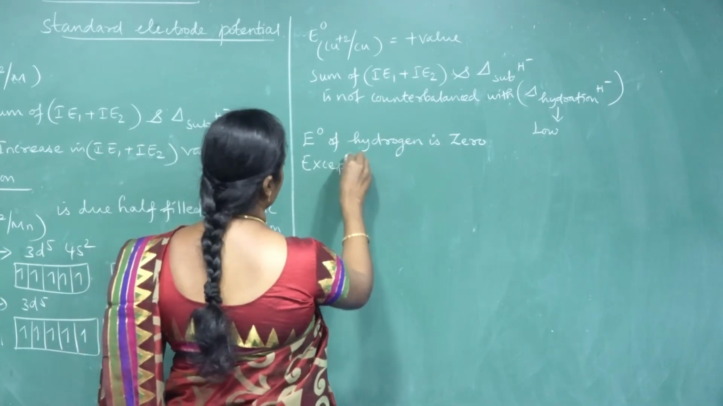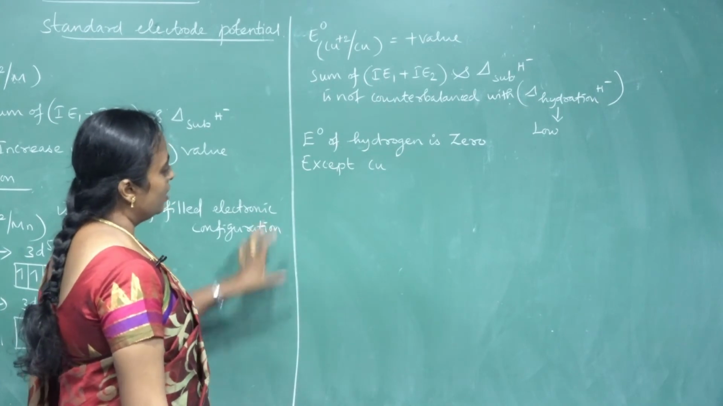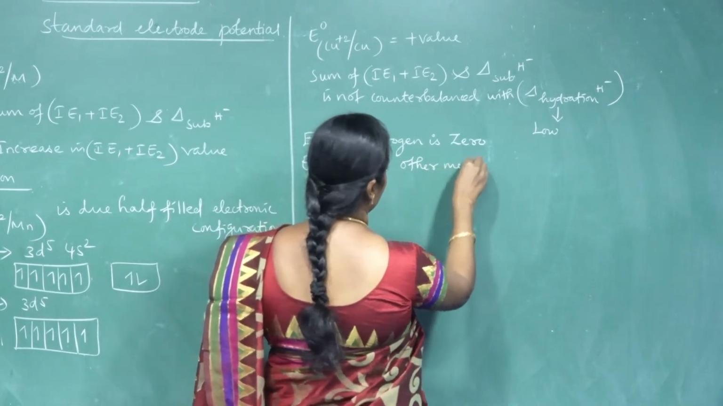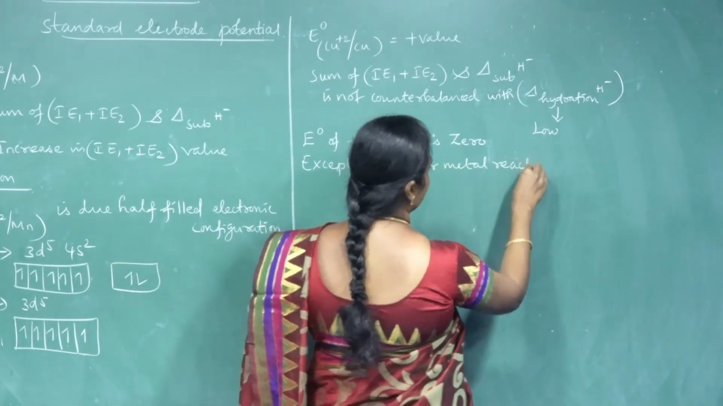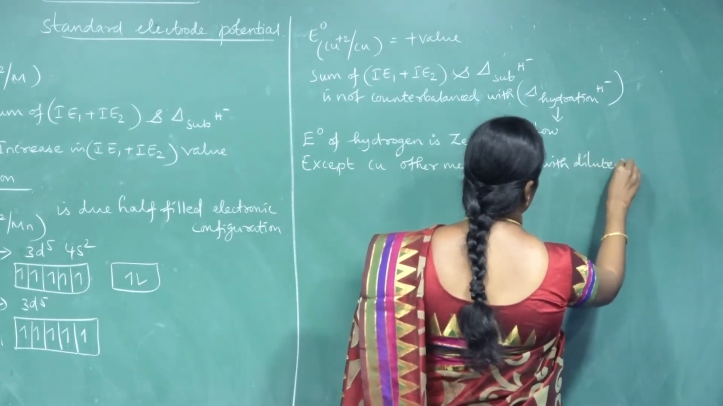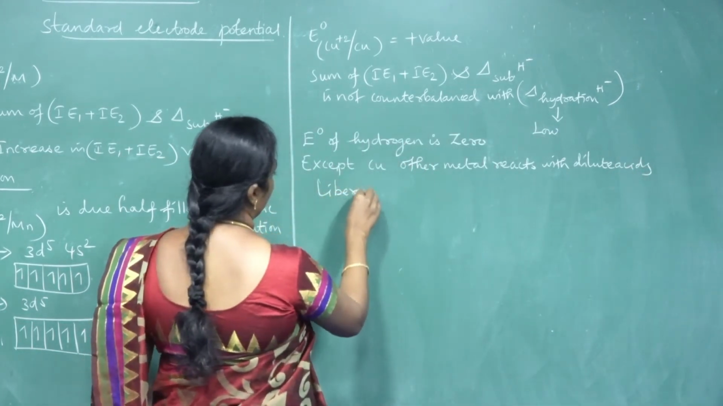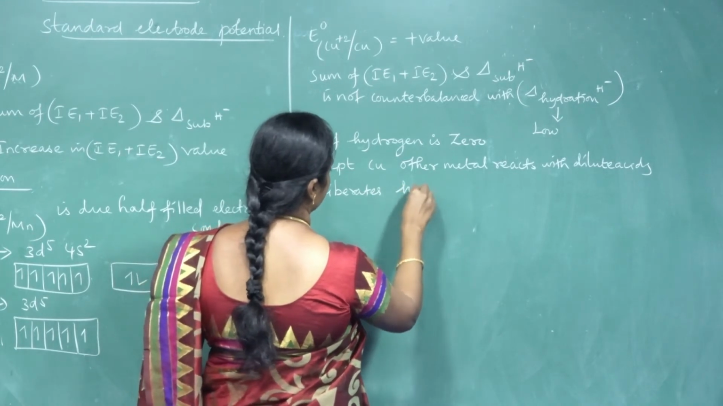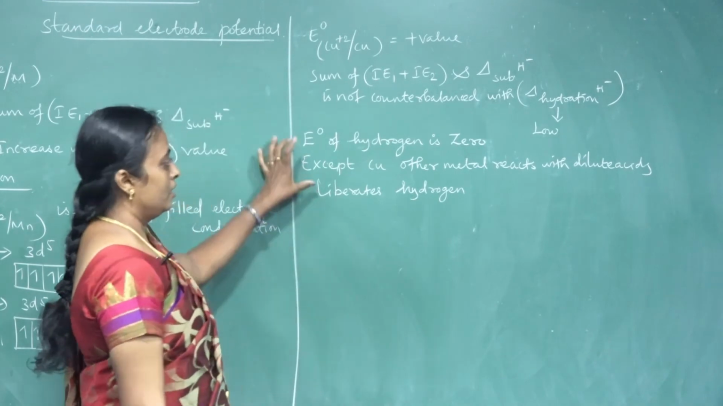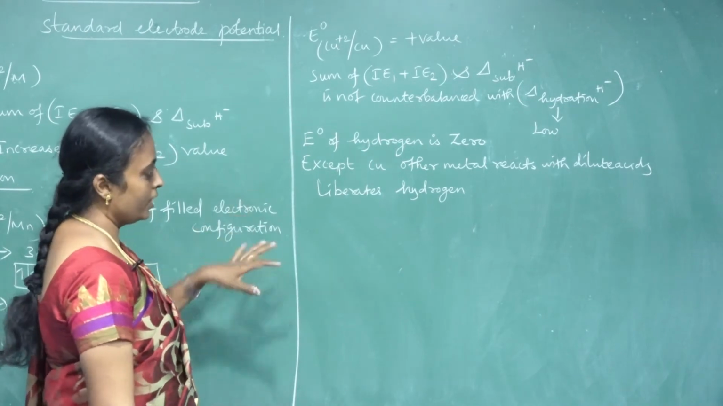Except copper, the other metals react with any dilute acids and liberate hydrogen, because of the hydrogen electrode potential having 0 value. Now I will give an example.